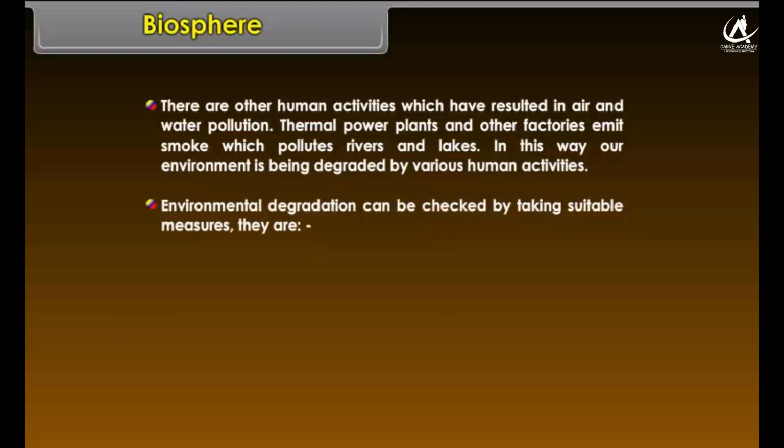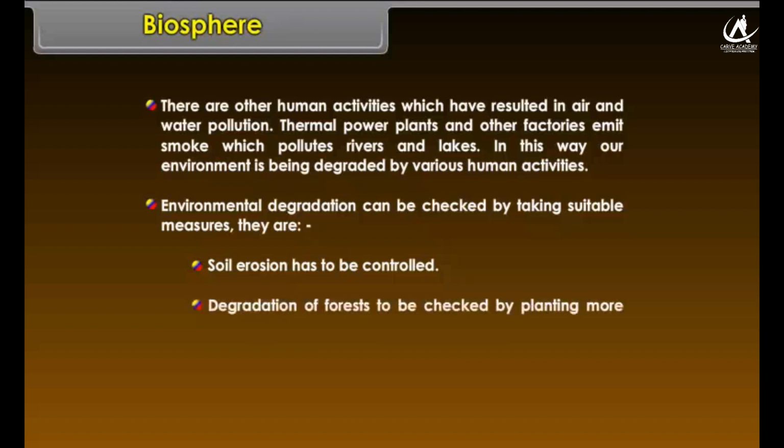Environmental degradation can be checked by taking suitable measures. They are: soil erosion has to be controlled, and degradation of forests to be checked by planting more and more trees.